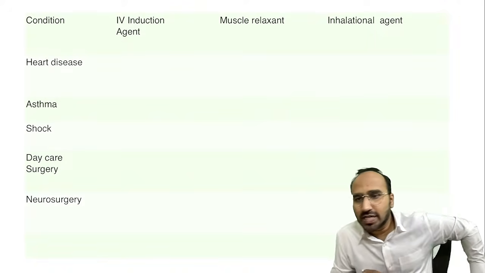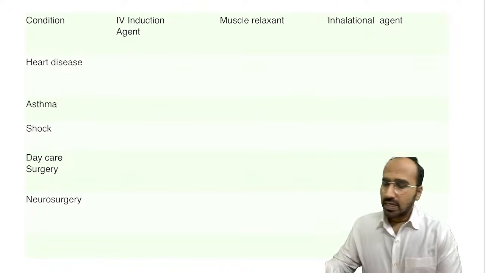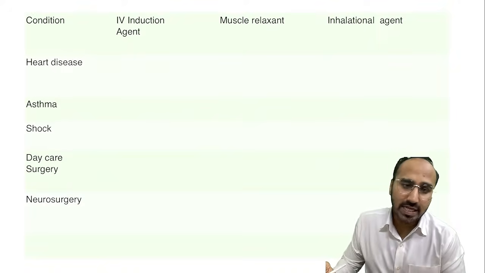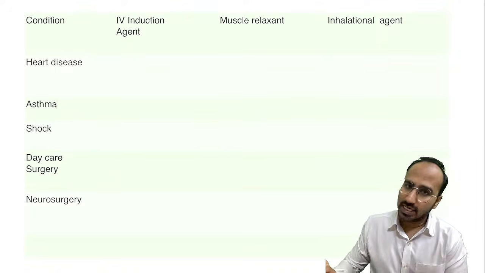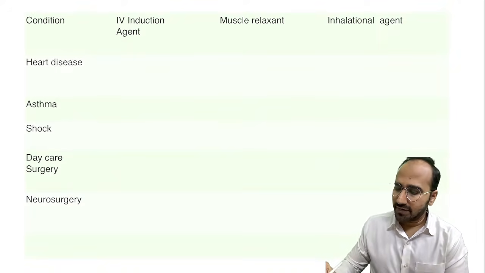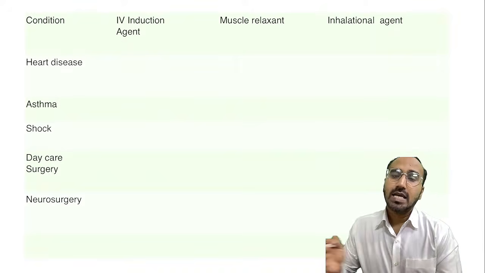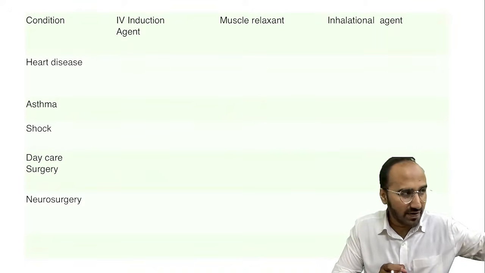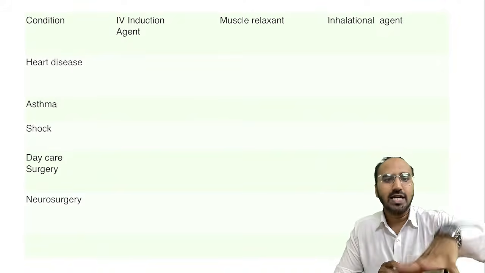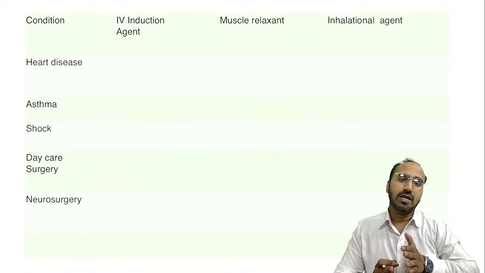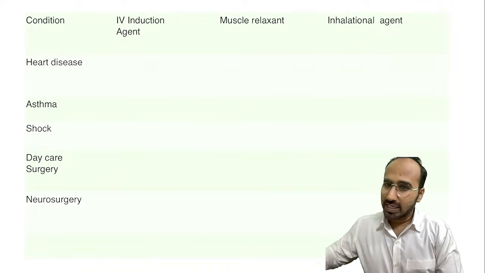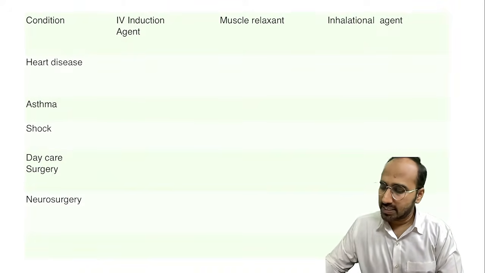Now, guys, in summary of general anesthesia, what we need to remember is, if the patient is suffering from heart disease, what is the IV induction agent, what is the muscle relaxant, and what is the inhalational agent given? If the patient is suffering with asthma, what is the IV induction? Remember in this line, first you will give IV induction, then muscle relaxant, then inhalational. This line should be remembered so that you can remember the mnemonic.